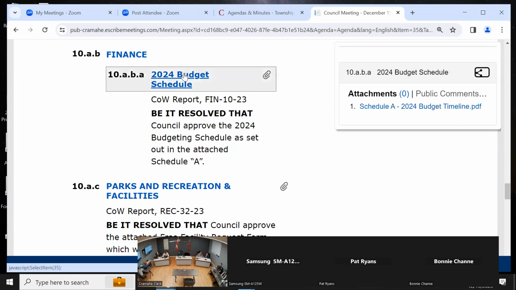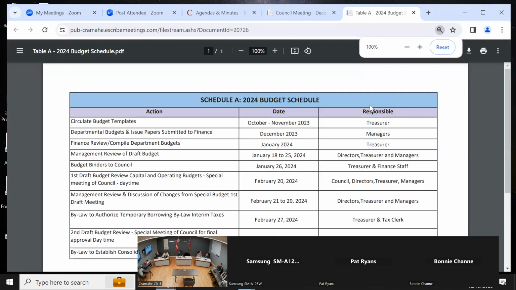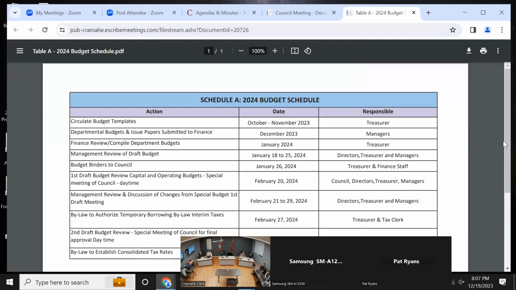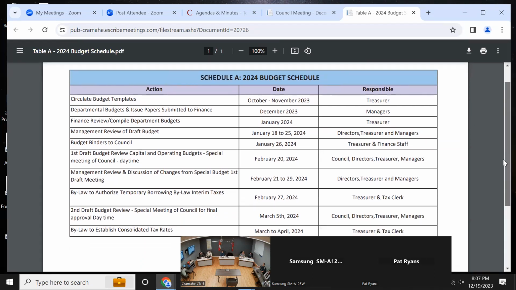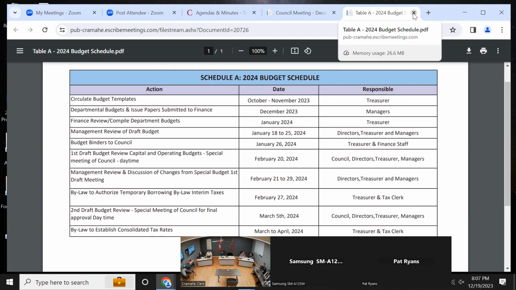10AB, Finance Report, the 2024 budget schedule from the Committee of the Whole Report, Finance 1023. Resolution reads, be it resolved that council approve the 2024 budgeting schedule as set out in the attached Schedule A. Could I have a mover and a seconder, please? Move, Scriver. Second, Hamilton. Any further discussion? Comment? All in favor? Aye, Arthur. Aye, Hamilton. Aye, Scriver. Van Egmond, aye. Martin, aye. The resolution is carried.